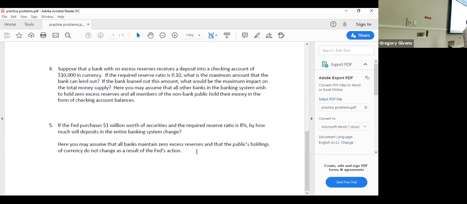If we continue on those assumptions, how much does a $1 million purchase by the Fed of securities increase the total money supply in checkable deposits in the economy by? Why don't you work on that for just a minute, and then we will go over the answer together.